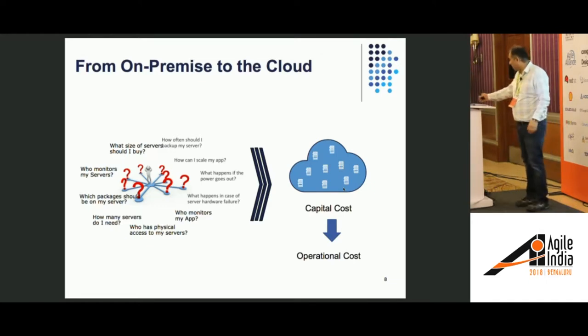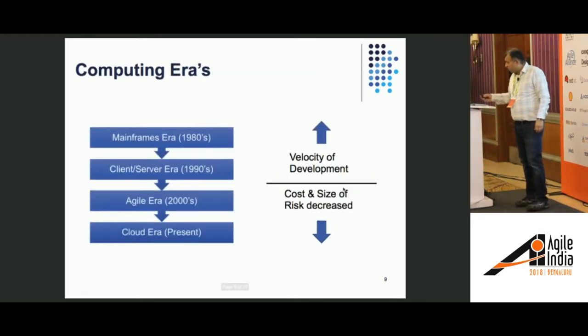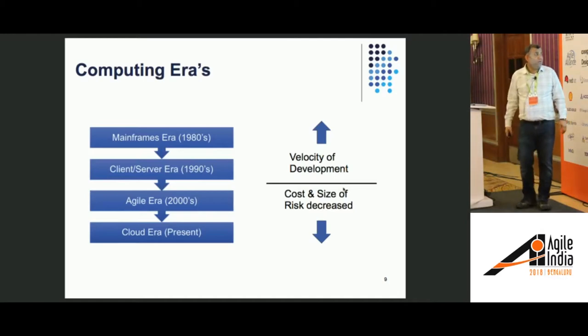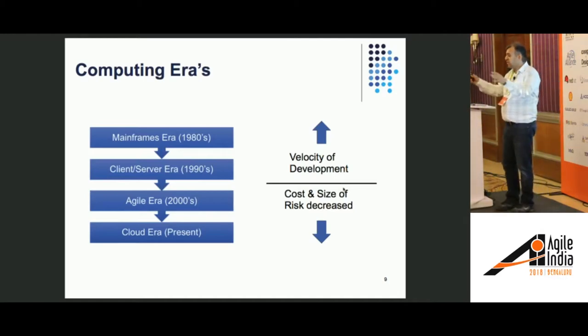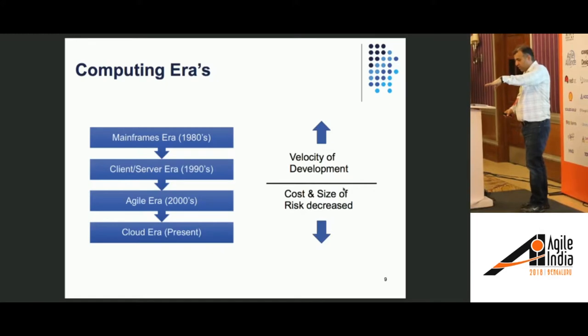So when you look at the computing era, we started with mainframes, and we had these dumb terminals connected, and slowly we moved to a client server architecture. And in the client server architecture, you're distributing the processing between client and server.